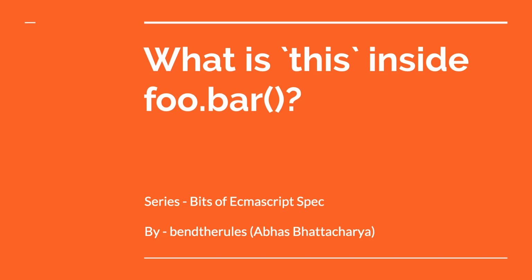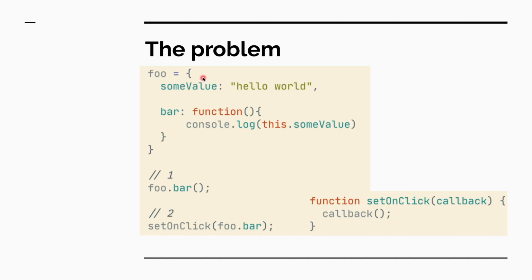Okay, so the first thing we're going to look at is what is the value of this inside a method call. How is it different if we are to call a function instead, and what happens if you pass the same method as a callback function? Does that change the value of this within the call? Let's talk about the common problem we face from time to time.